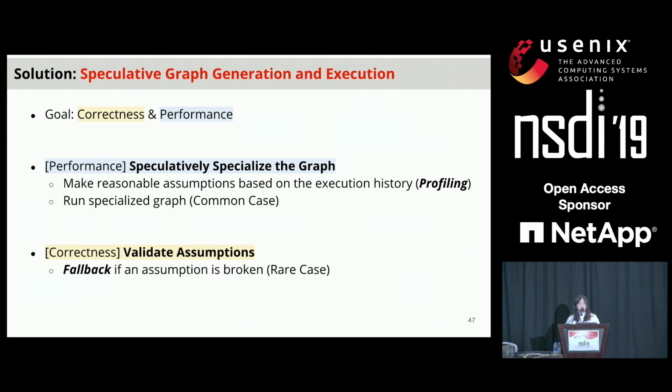However, due to the dynamic nature of Python, sometimes it is unavoidable that some of our assumptions become outdated, so we must validate our assumptions. JANUS checks every assumption, and if an assumption is broken, JANUS falls back to the imperative executor and generates another graph based on updated context information. In fact, such a speculative technique has been successfully used by many just-in-time compilers of dynamic languages with managed runtimes like Java or JavaScript.